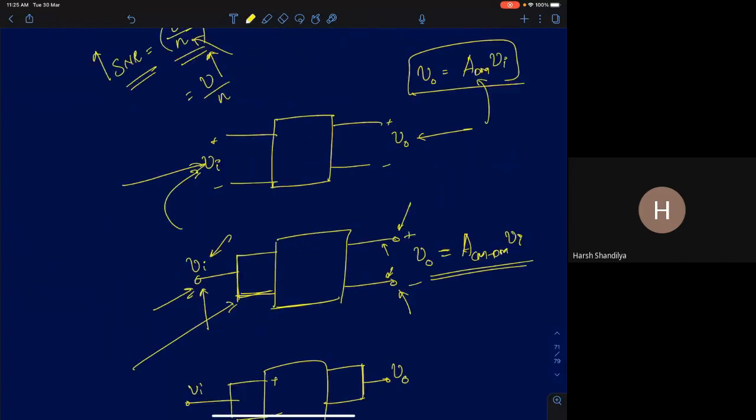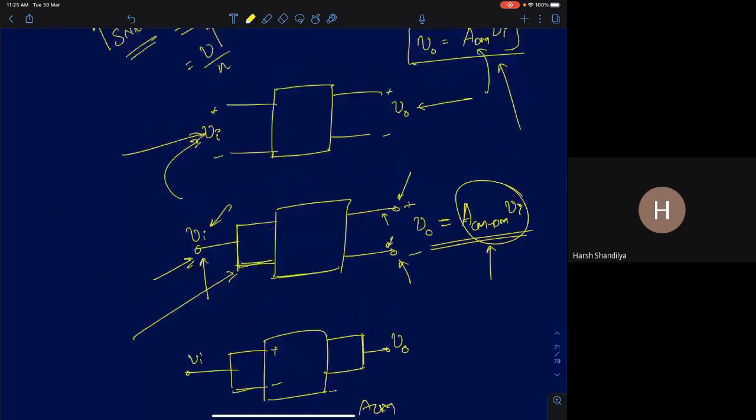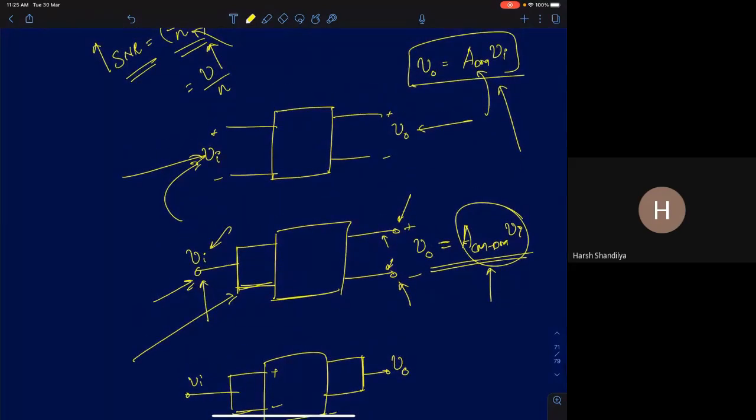For a differential system, this is what matters. ACM won't matter. ACM-DM is what matters. ACM-DM will have a weak dependence on ACM, but let's ignore that. When I talk about a differential system, I'm always taking my output differentially. So now this is the signal. What I've applied here, Vi, when I'm taking the output differentially, that's the desired signal. This here is noise. Similarly, for a differential system, a common mode response is like a noise response.